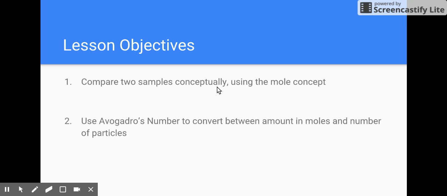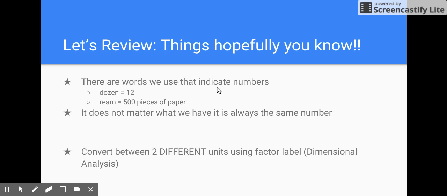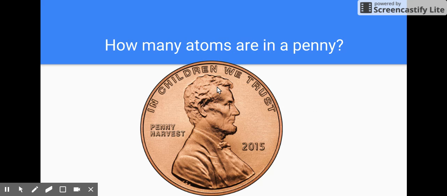There are two things we're going to do today in this video. We're going to compare two samples using the mole concept. We're also going to use Avogadro's number to convert between moles and number of particles. So now we're going to talk about an amount without counting them. Remember, a dozen is 12, a ream is 500 pieces of paper. Those are conversion factors.